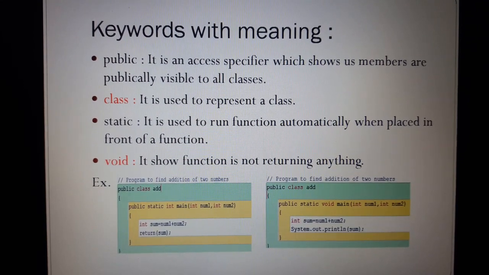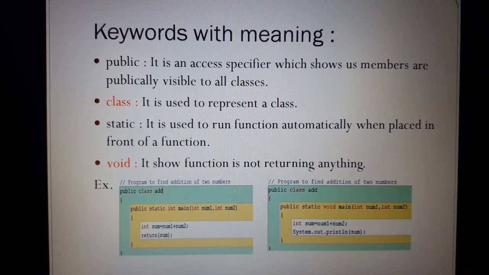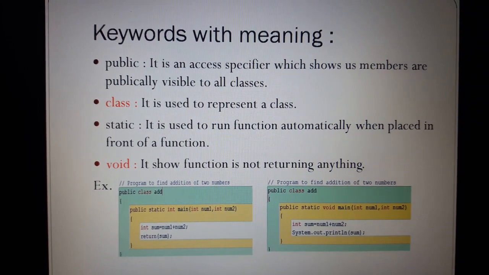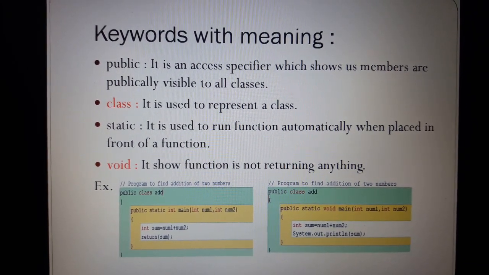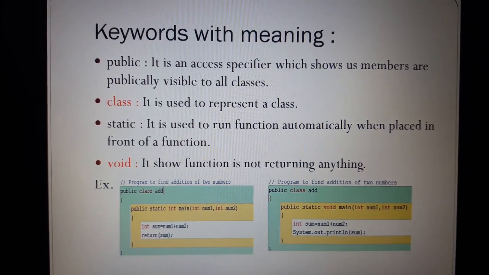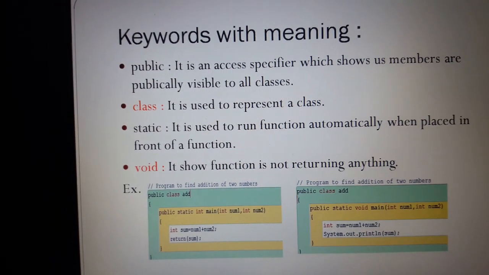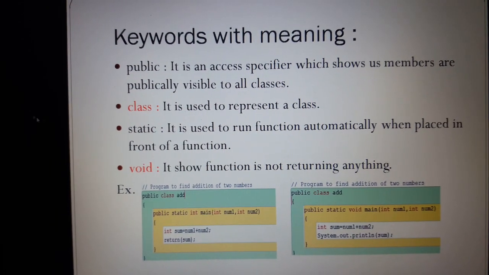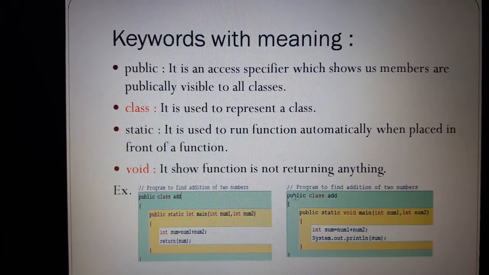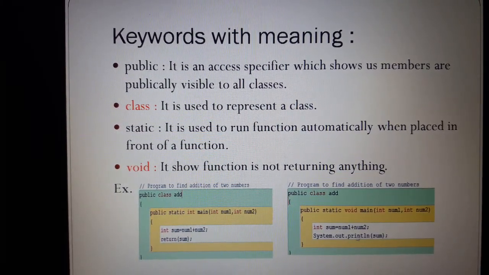Then we have static. It is used to run functions automatically when placed in front of a function. When we are writing static, it runs automatically. How it runs automatically, I'm going to show you in my next slides. And then we have void. Void is a keyword which shows us we are not returning anything from a function. See, if I'm writing void here, it means we are not returning anything from this function.